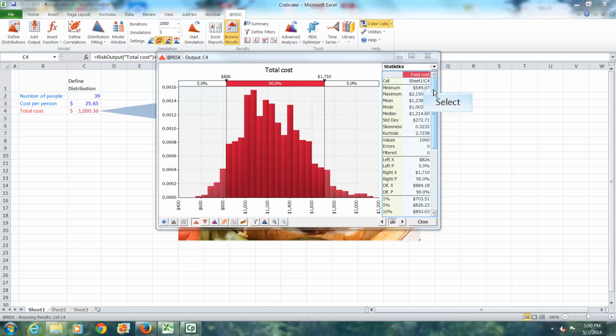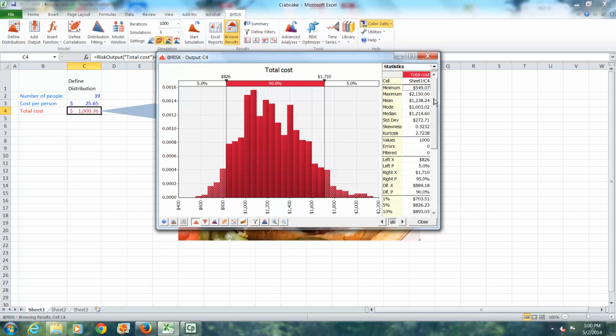If you look over here on the right, you will see a numerical summary. The smallest budget that we might need would be about $549. This project could cost as much as $2,150. The mean would be $1,238. That's quite different than the $990 we obtained from our point estimates. So it looks almost certain that I'm going to have an overrun that I'll be responsible for.